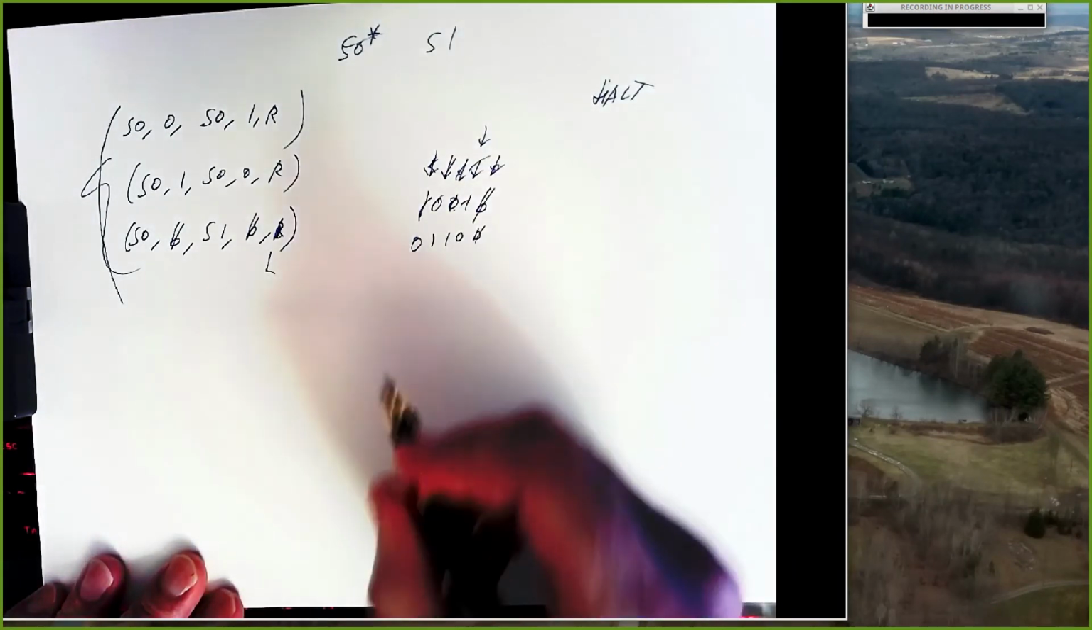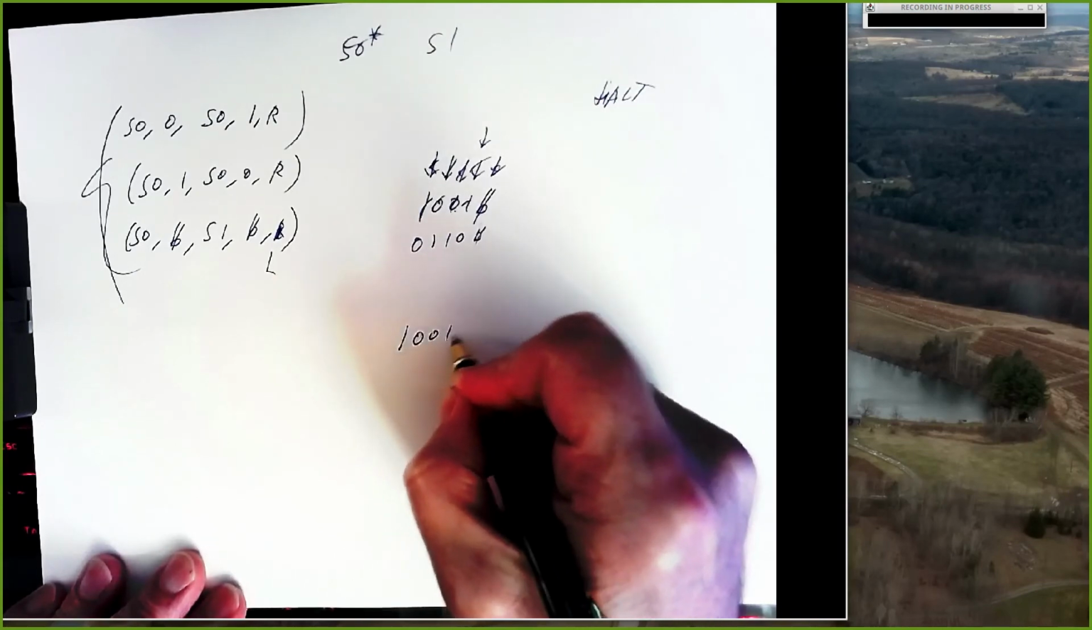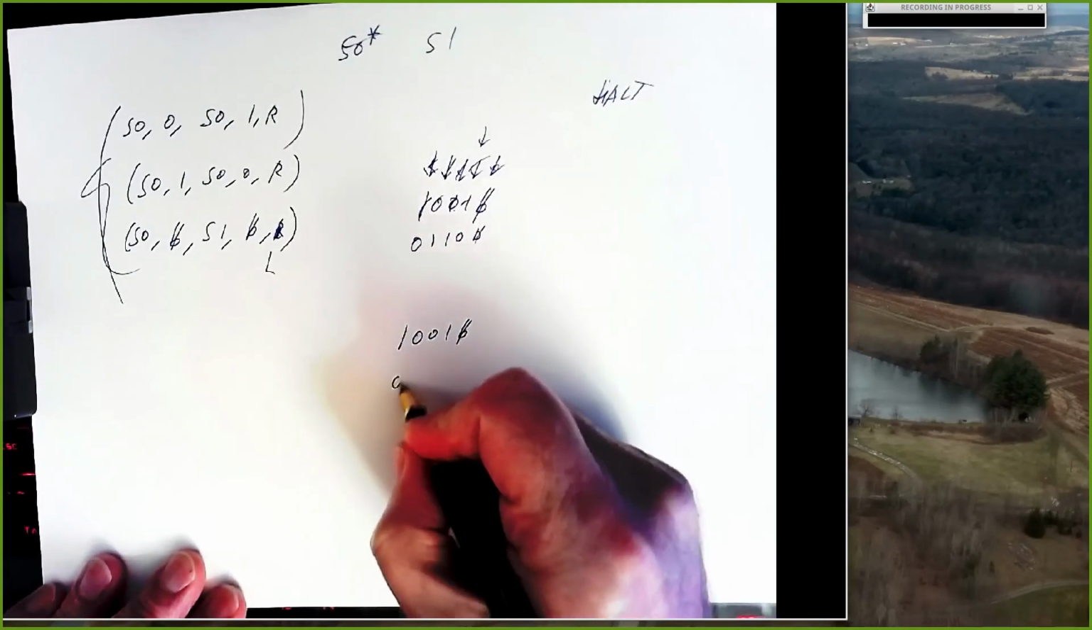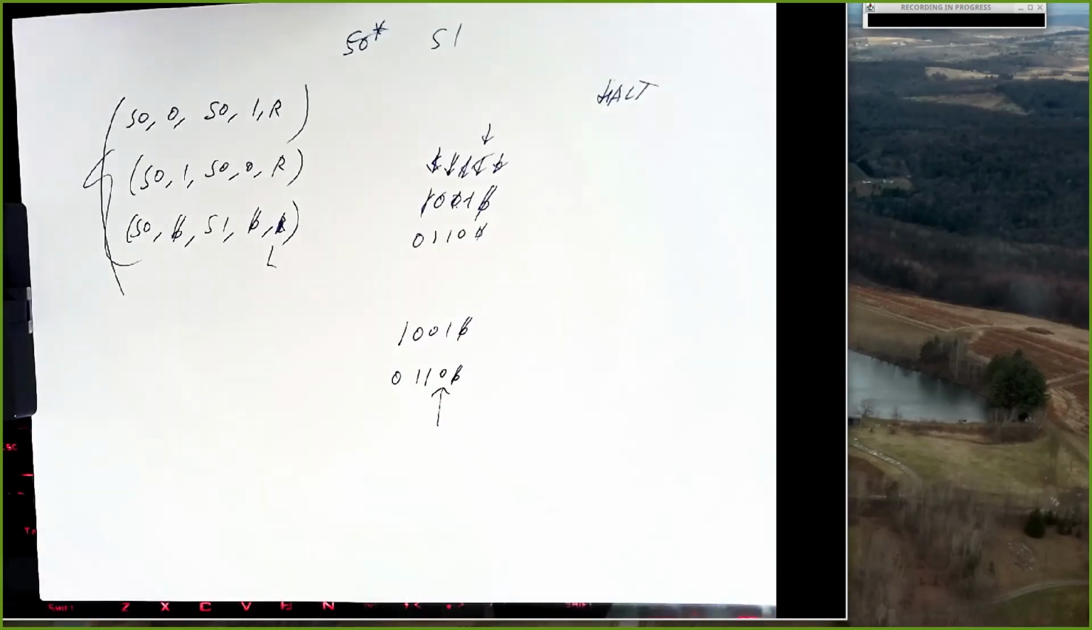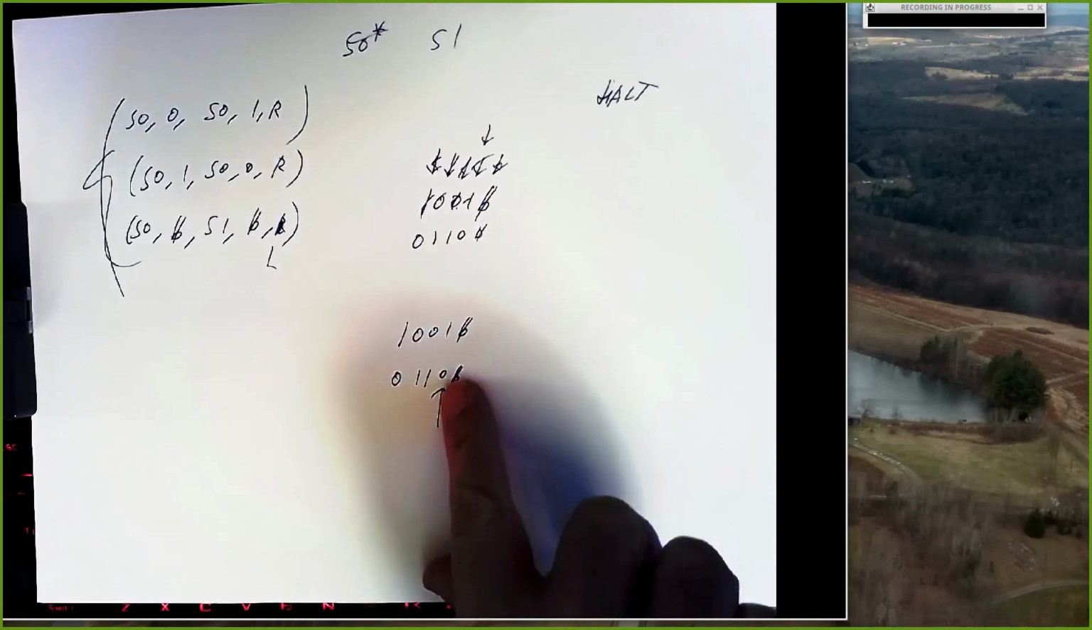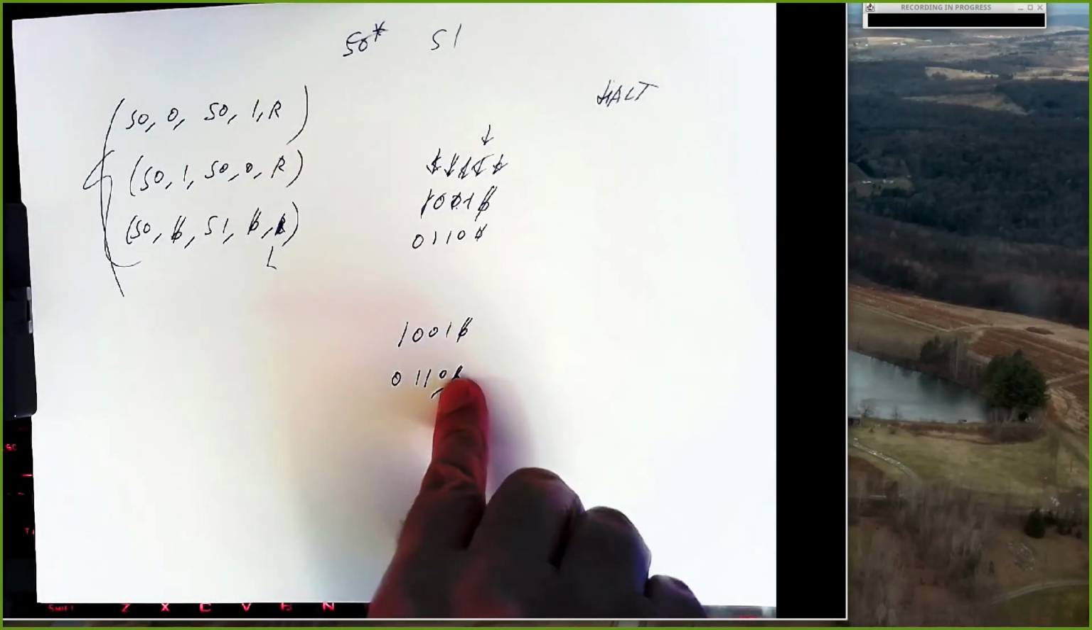And what did this machine do? It took an input string of 1001 and changed it into 0110, and it left the read-write head right here. So this is a way to complement a string: change the 1s to 0s, change the 0s to 1s. And when the machine halts, the read-write head is pointing at the least significant bit.